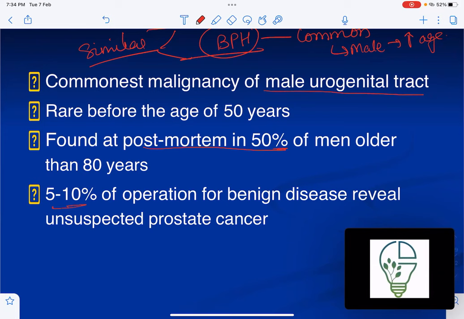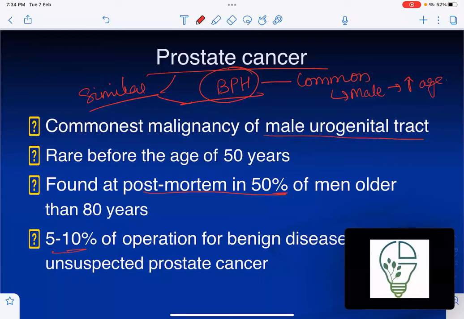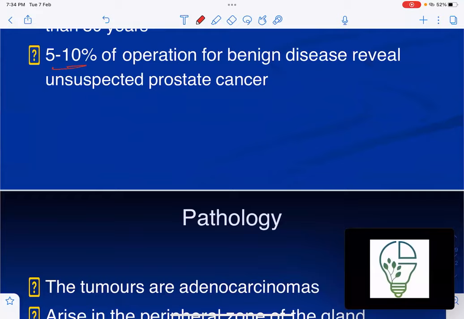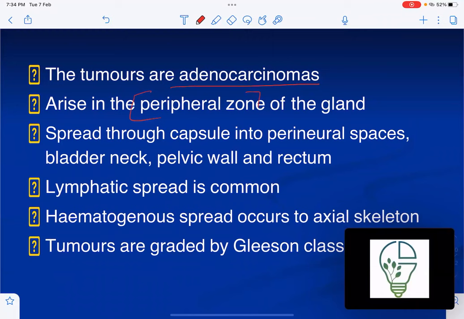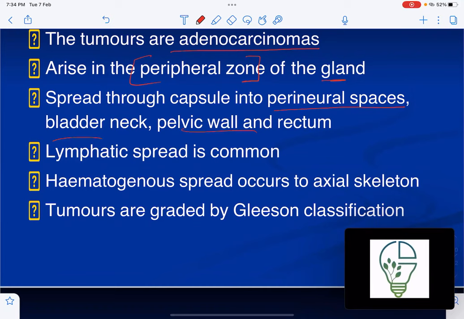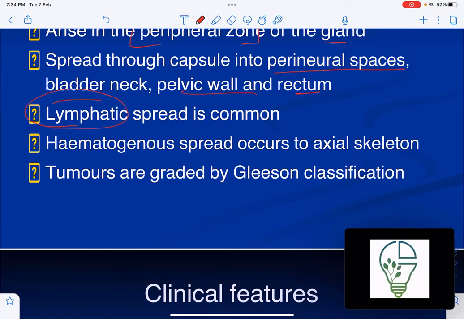But the thing with prostate cancer is that it does not usually kill somebody, right? It can cause complications, but most people die with prostate cancer rather than of prostate cancer. All of these tumors are adenocarcinoma. They arise from the peripheral zone of the gland. They spread through the perineal spaces, bladder neck, pelvic wall, rectum, etc. The more common approach is the lymphatic spread. The hematogenous spread does happen, but the more frequent one is the lymphatic one.